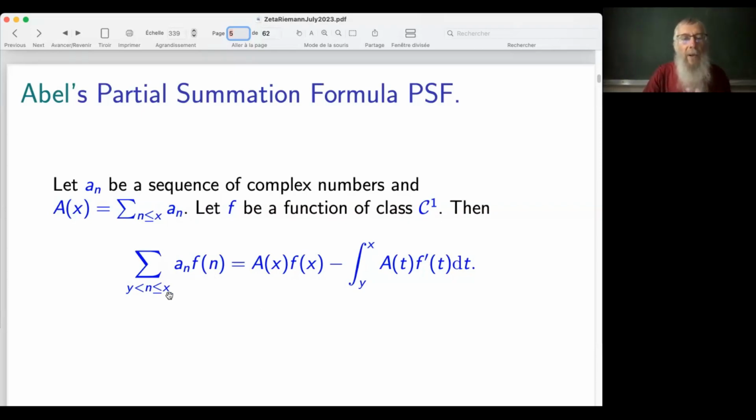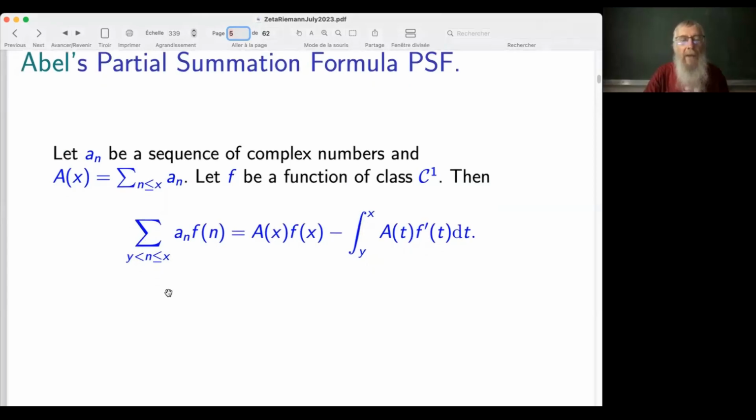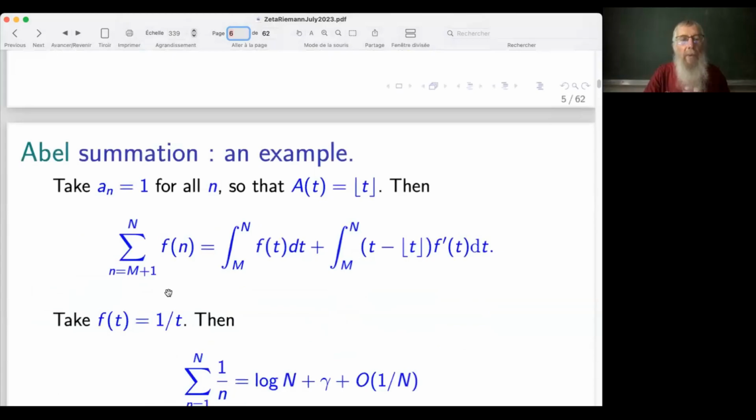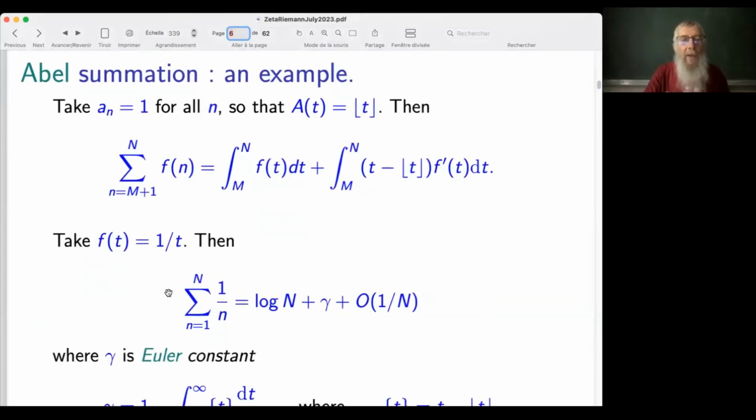And then you look at the sum of a_n f(n). It's very similar to the previous one, but now the function f is defined on R, and so the sum of a_n f(n) is compared to the integral of A(t) f'(t) dt, and there is capital A(x) f(x), which corresponds to the upper limit, which is x. So this is Abel summation formula. Again, you can prove it just by hand. And I will take an example.